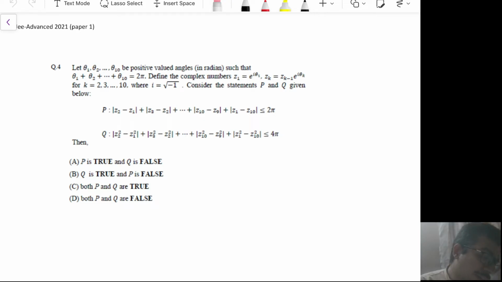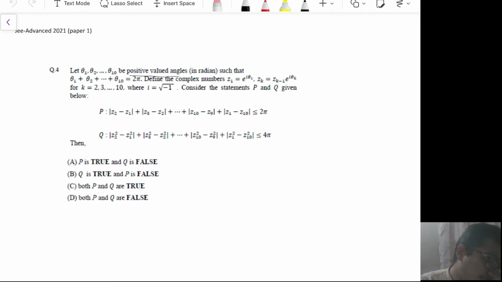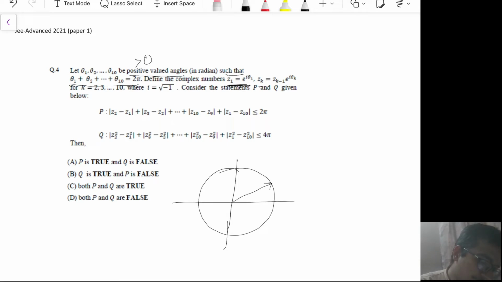So here we are given that there are some positive valued angles. Okay. So basically these are all positive and such that their sum is going to be 2 pi. Next we define complex number z1 as e to the power iota theta 1. So z1 has unit magnitude and it lies somewhere on this complex circle. Then next we have that for k equals 2, 3 up to 10, zk equals zk minus 1 times e to the power iota theta k.